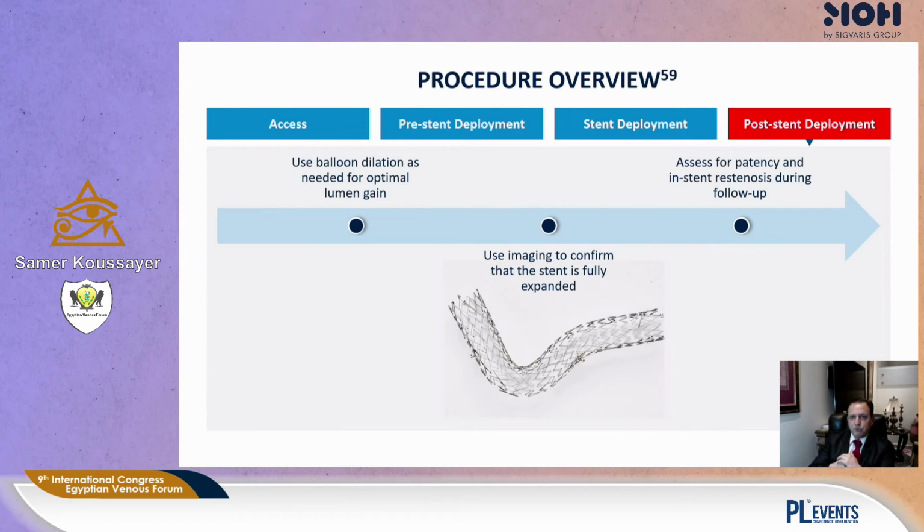And finally, post-deployment it is very important to use balloon dilatation after you put in a stent, to optimize the lumen gain. It's very important to get a complete lumen gain. Use imaging to confirm that the stent is fully expanded, especially IVUS. With IVUS, be sure the stent is completely expanded, otherwise it will thrombose, and assess for patency and in-stent restenosis during follow-up.